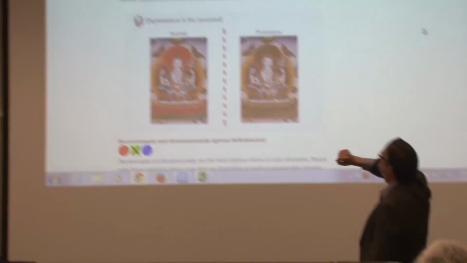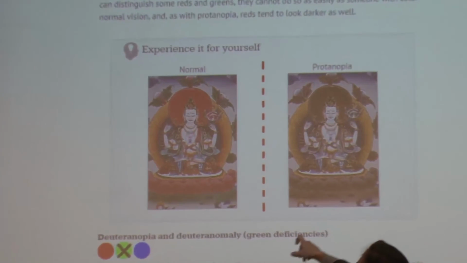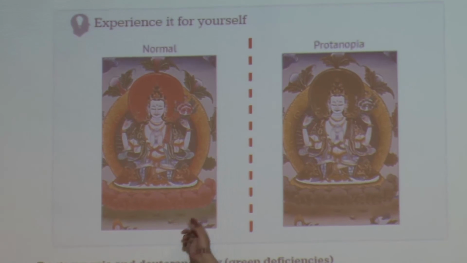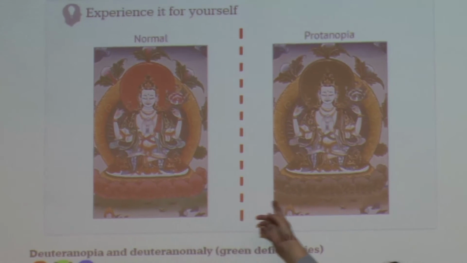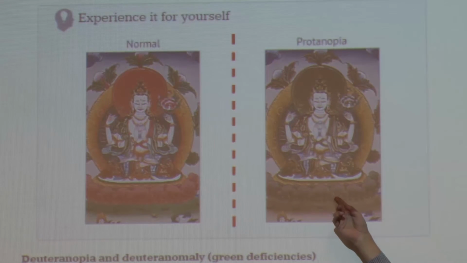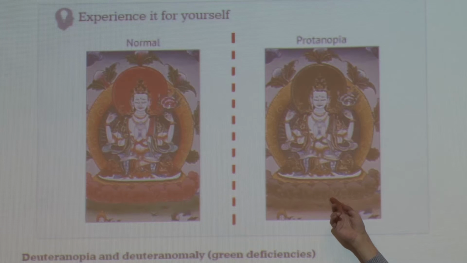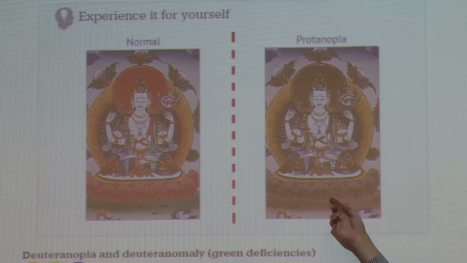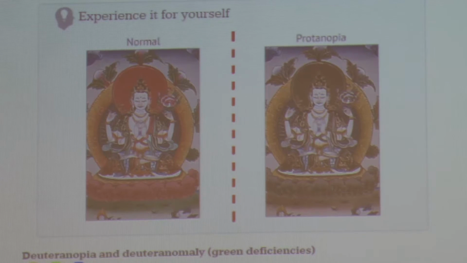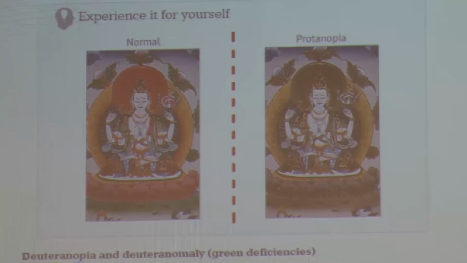Here's protanopia. And basically, we're dealing with a red cone deficiency. So here is the picture with the red. And this is what it looks like with that deficiency. Now, if you ask an individual to make a decision off of color, how would that happen? They wouldn't be able to, right?